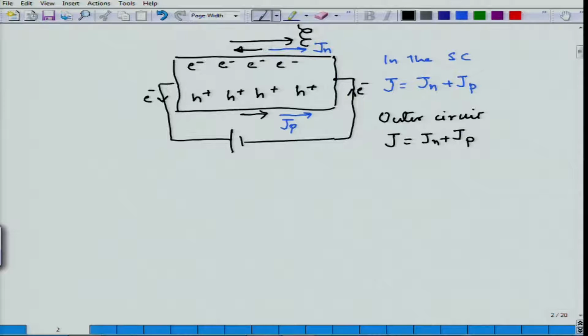Now, in this picture there are certain assumptions which I just want to state here, and the assumptions here are about the contact of semiconductor with the wire, the contact characteristics.